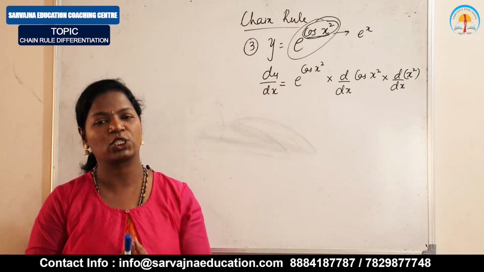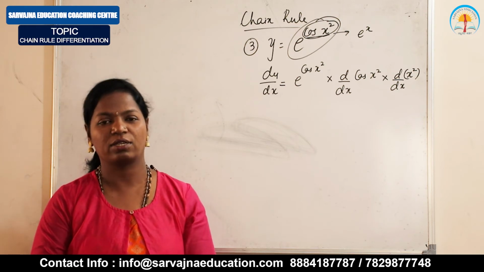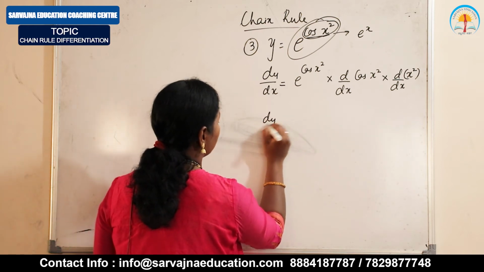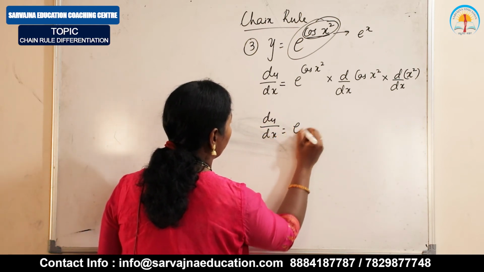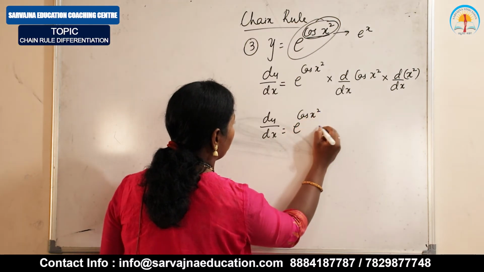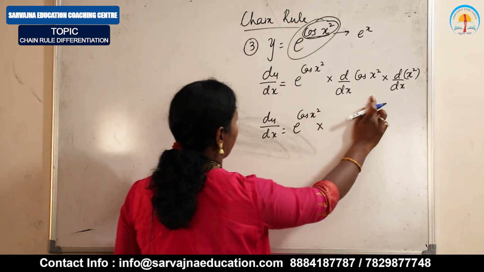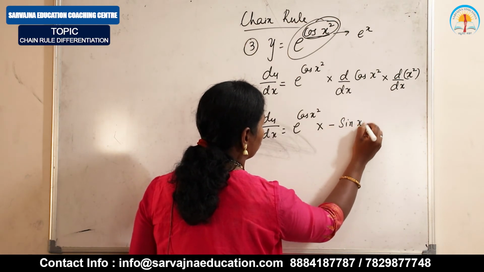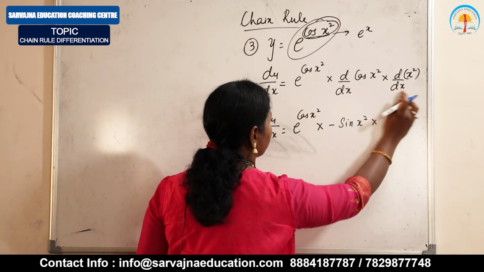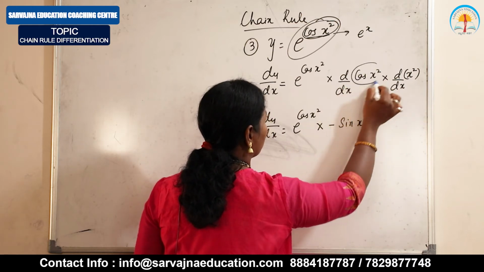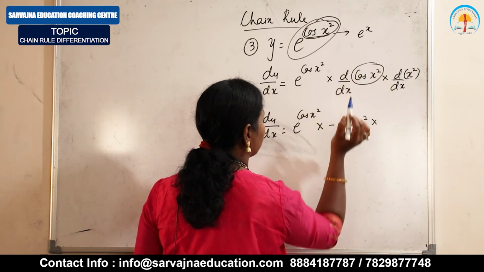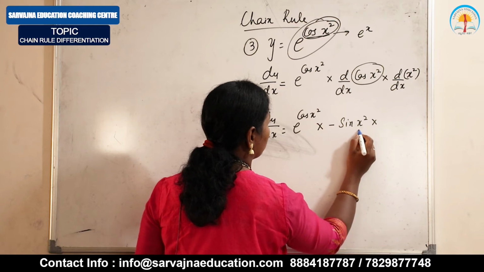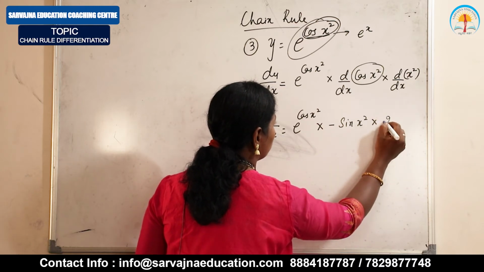First we have to analyze the question, how many functions are there inside. So according to that we have to differentiate. So dy by dx is equal to e to the power of cos x square into differentiation of cos x square, which is minus sin x square into differentiation of x square, because it looks like cos x, right? Cos x differentiation is minus sin x. But in the place of x, x square is there. That's what I have written, minus sin x square, and differentiation of x square is 2x.